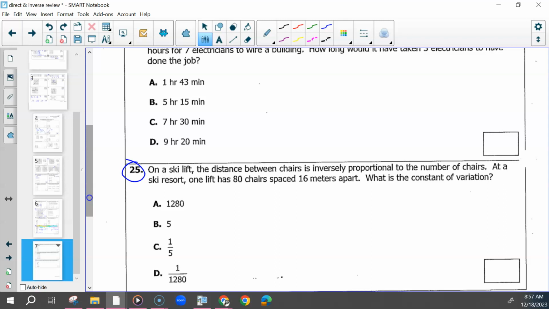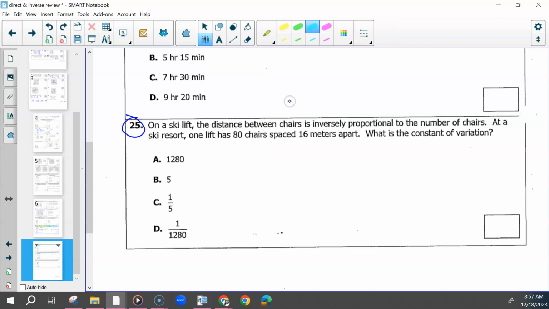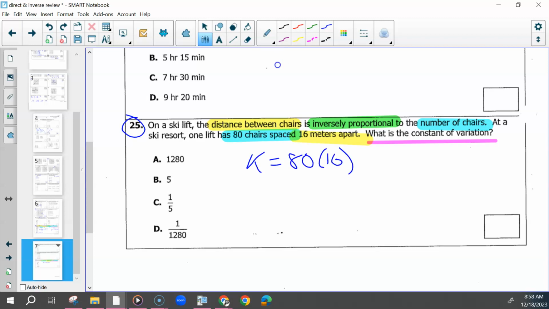On a ski lift, the distance between chairs is inversely proportional to the number of chairs. At a ski resort, one lift has 80 chairs spaced 16 meters apart. What is the constant of variation? What's important here? Inversely proportional. That's your inverse. 80 chairs, number of chairs. 16 meters apart. What are we looking for? The constant. And how do we find the constant? Finding k. What would we do to find k in this one? Multiply. The other ones wouldn't make sense. But the direct is also up there.